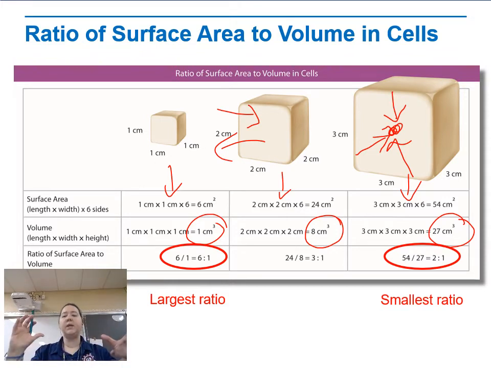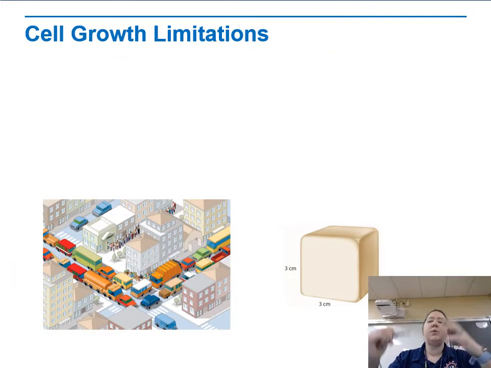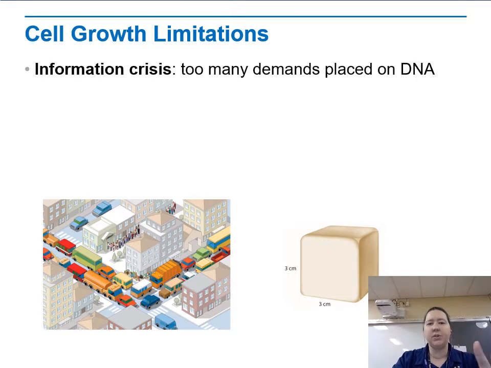So as we increase that volume, the surface area is not going to be able to keep up, and so that's why this ratio goes down dramatically. So these limitations that are caused by this increase in volume are two things.